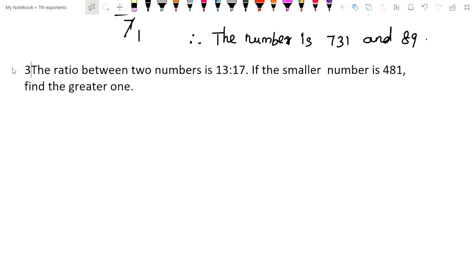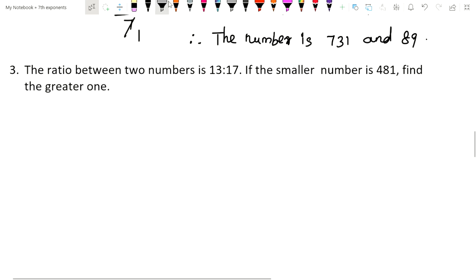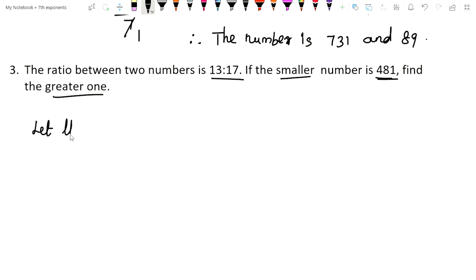Third question. The ratio between two numbers is 13:70. If the smaller number is 481, find the greater one. So the smaller number is given, and the ratio is given. We need to find out the greater one. So let the greater number be x.